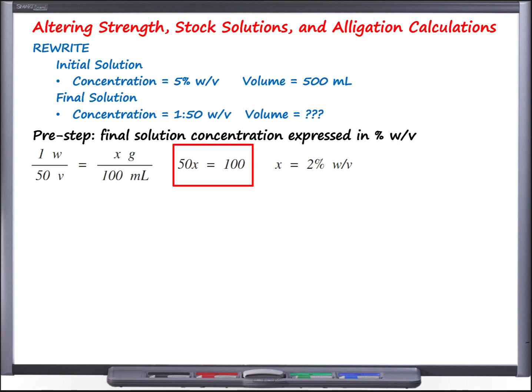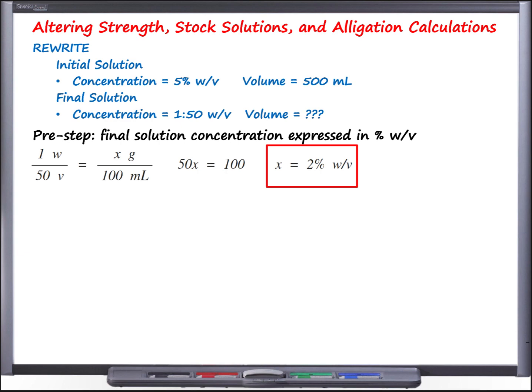So now all I need to do is cross multiply. I would get 50x equal to 100. If I divide both sides by 50, I see that X equals 2, and it would essentially be 2 grams per 100 milliliters, which is the same as 2% weight per volume. So a 1 to 50 ratio strength is the same as a 2% concentration. All right, so that's the number we're going to use for our final concentration from here on out in this question.